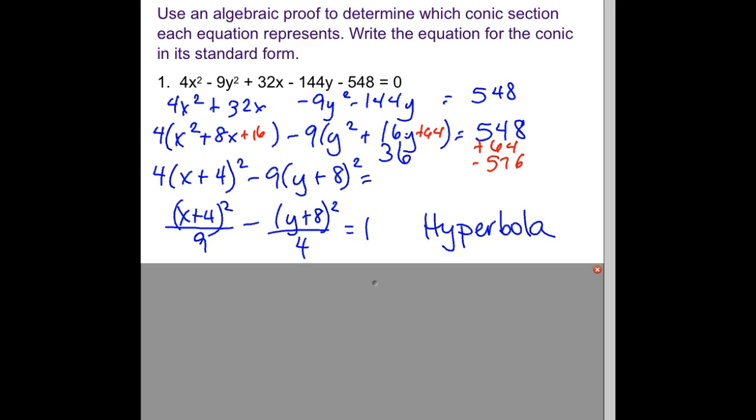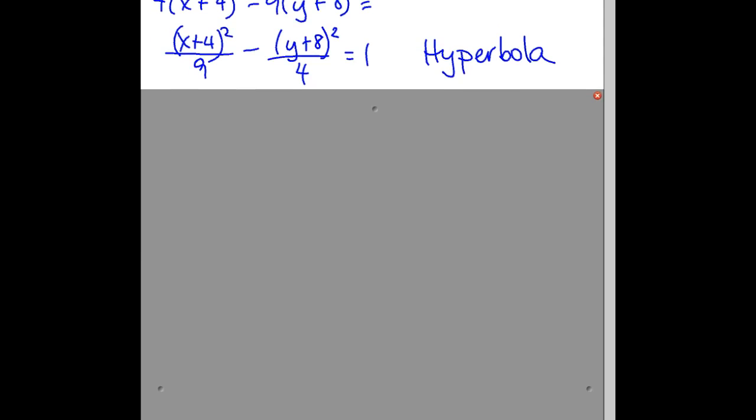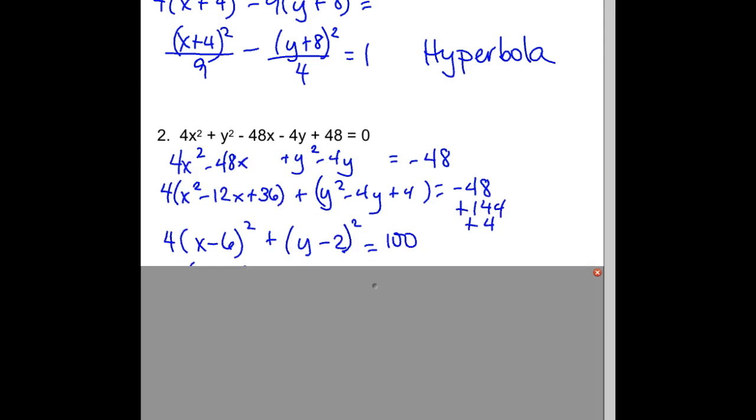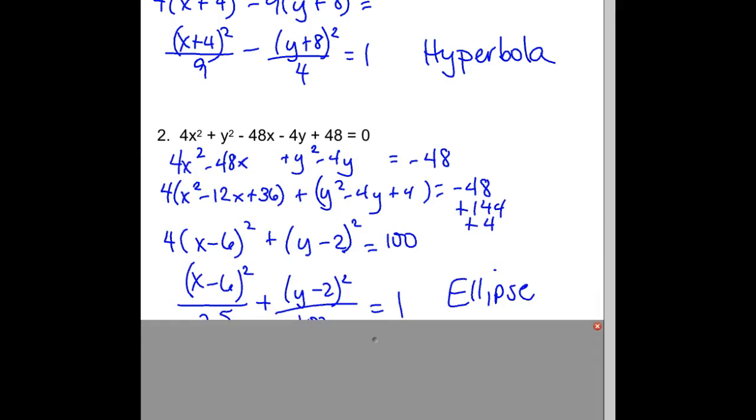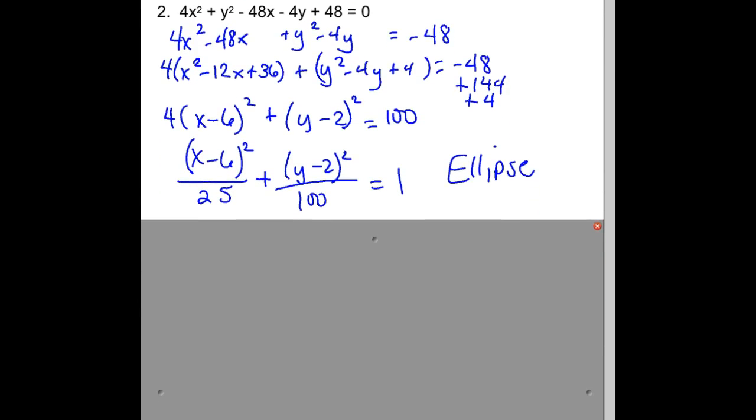All right, can everybody check the first one? Are you agreeing with this? Yes? Okay, I'm going to pause it again so that you can work on the second one. Make sure you ask questions as I come around. Okay, let's check your second one. Should have been an ellipse: x minus 6 quantity squared over 25 plus y minus 2 quantity squared over 100 equals 1. We okay with that one? Okay, ask if you have questions as we finish up number 3.